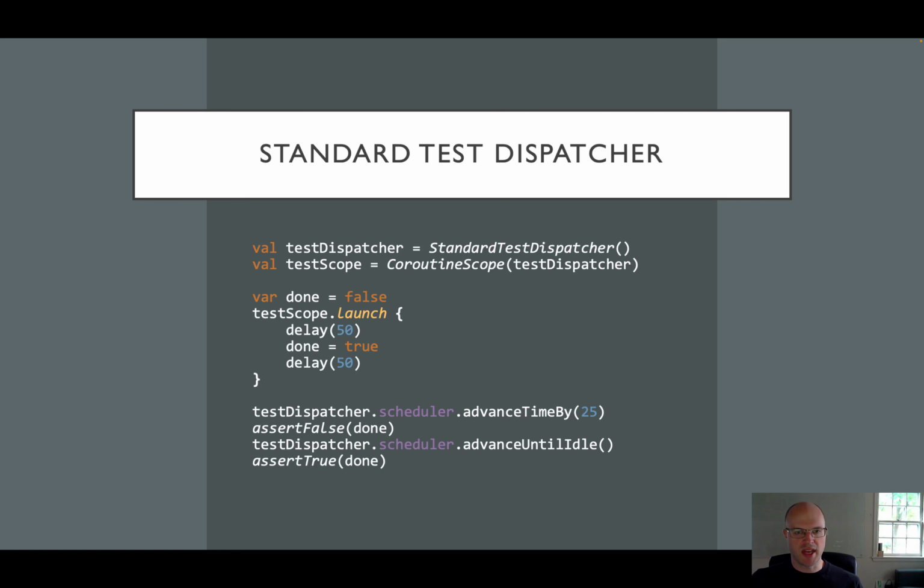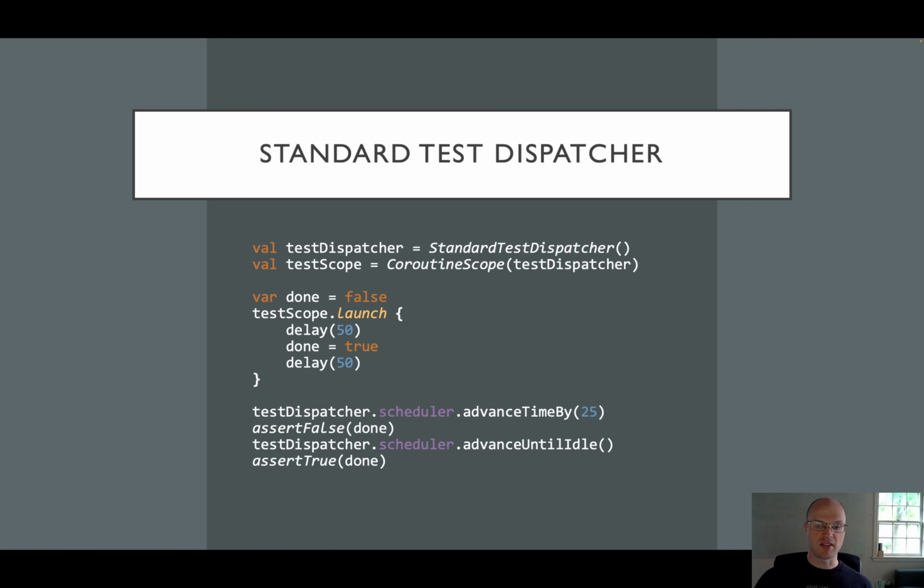And then I can use that test scope to launch a coroutine, and I'm simply going to delay a little bit, change the value of this variable, and delay a little bit. And how it might look to test this, you can see I can advance the virtual time by a specific number of virtual milliseconds. I can see that the variable is still false. And then I could keep doing that. I could advance time by another 50 milliseconds and see what happens.